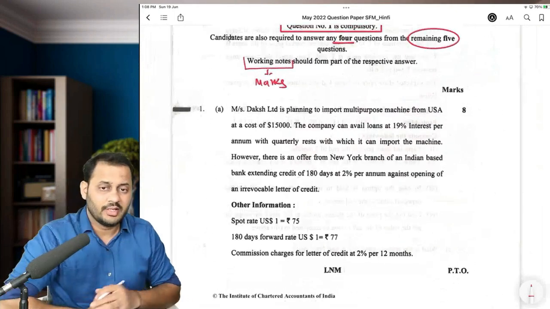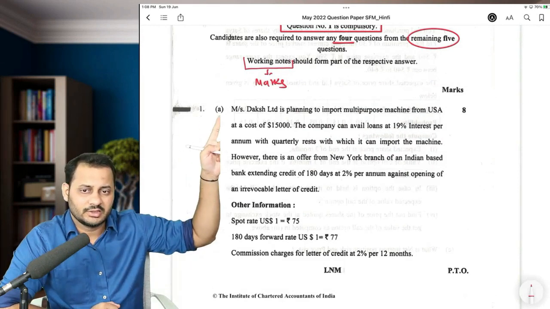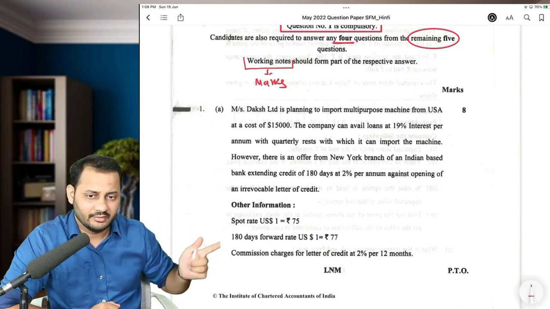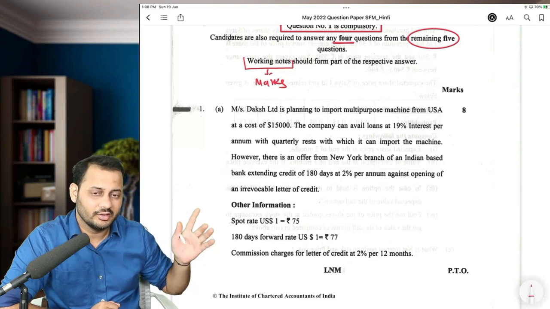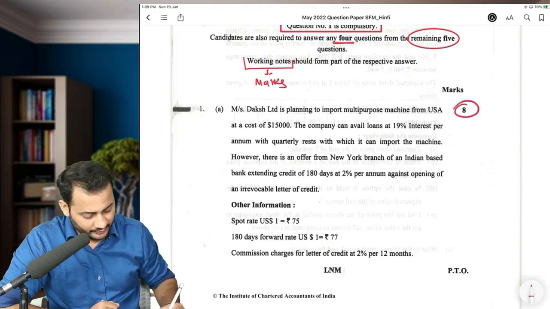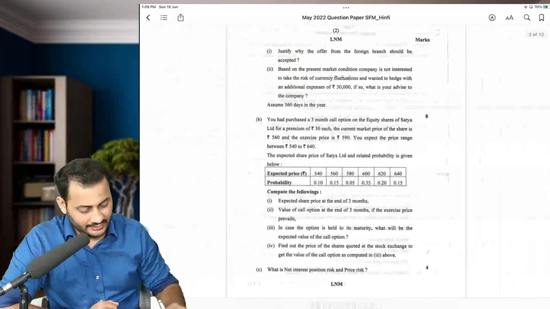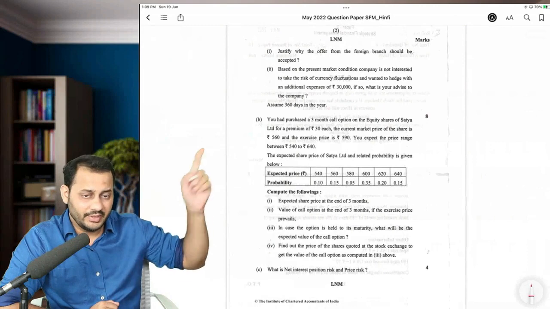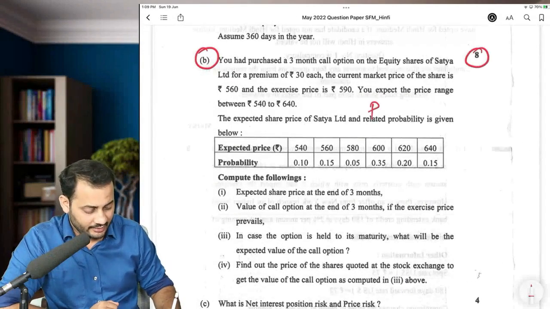Now let's move ahead to the paper pattern, and how the questions are asked. This is question number 1, sub-question A, and we can clearly see that this is a practical question, not a theory one. A practical question asked for 8 marks. So what we are going to do is mark it as P for practical. Then question number 1B, again for 8 marks and again practical.